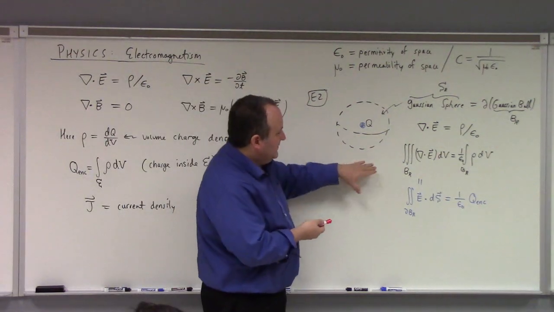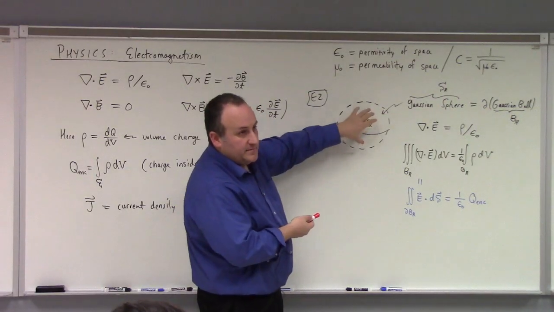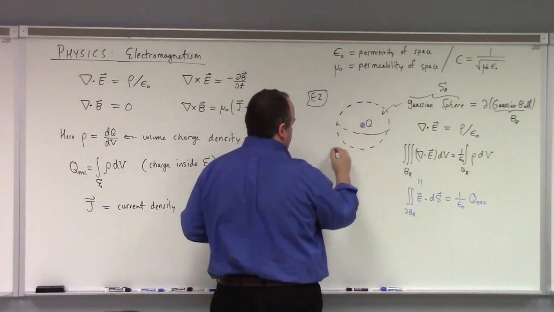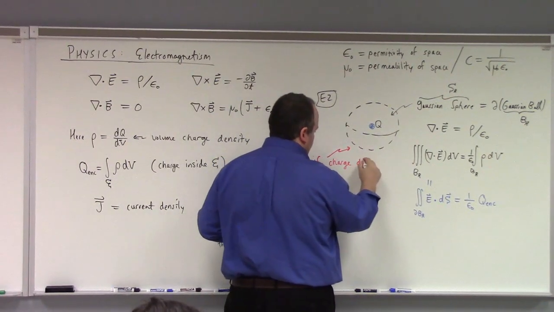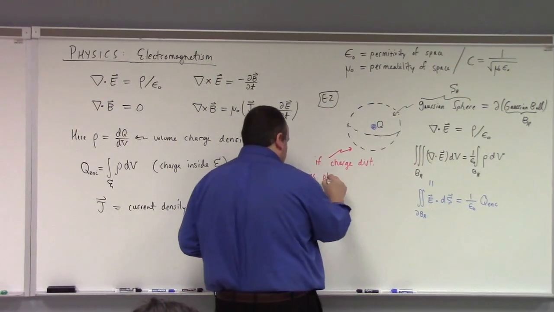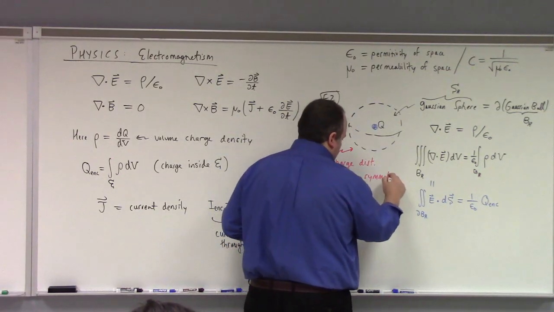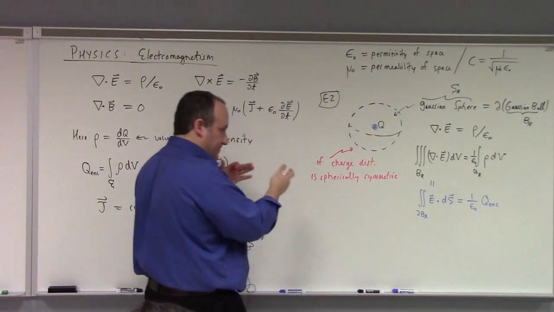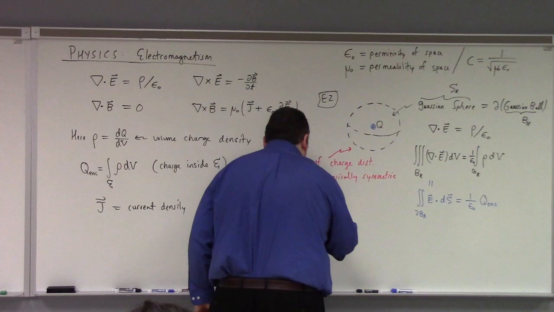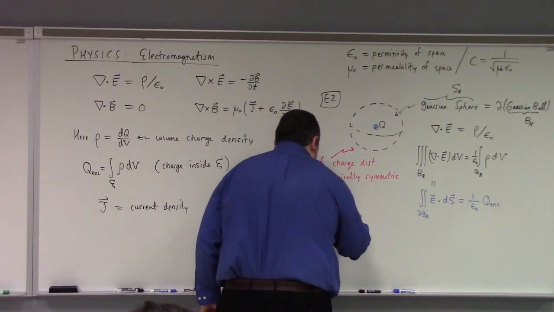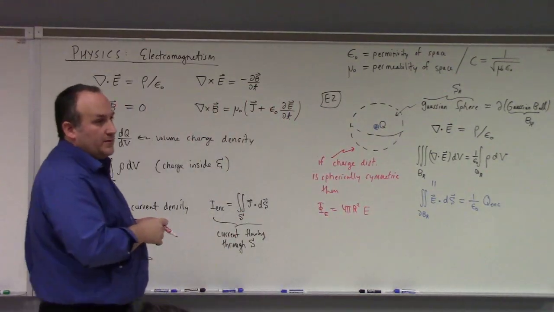So the thing is, if the charge distribution is spherically symmetric, then what does that say about the flux here? All right, that's a key proviso here. Then the electric flux can be written as 4 pi r squared times the magnitude of the electric field, right?